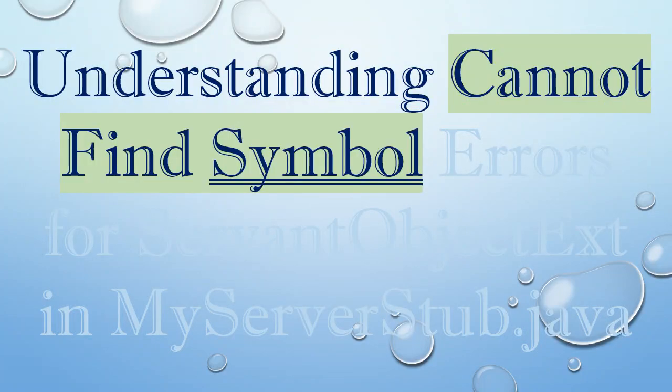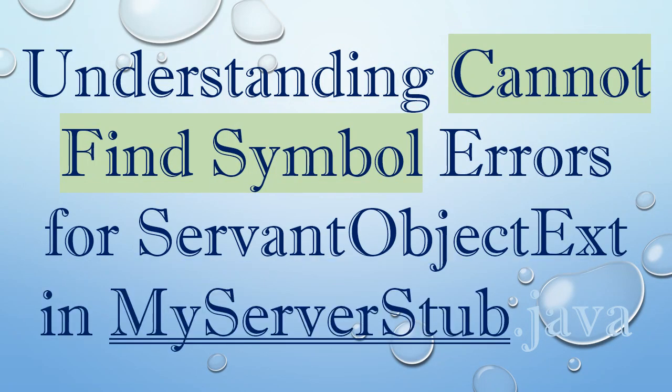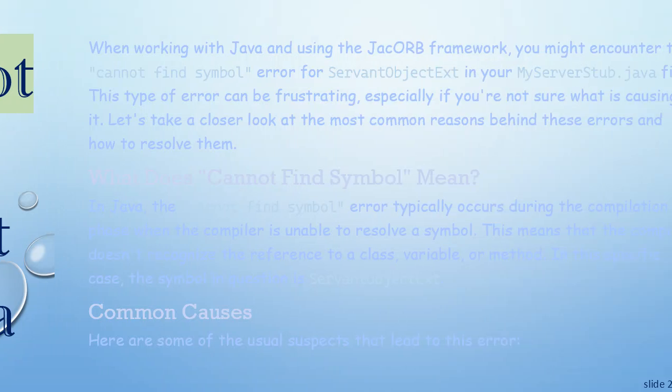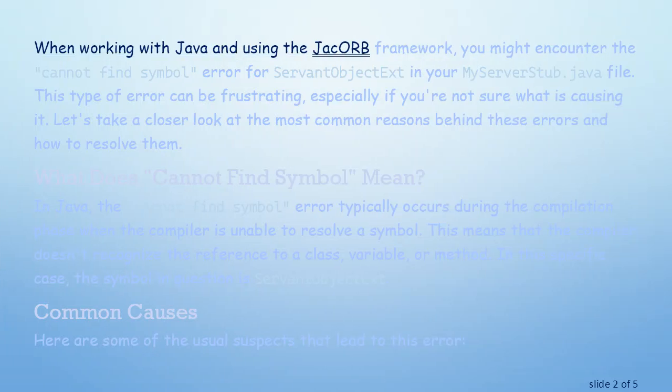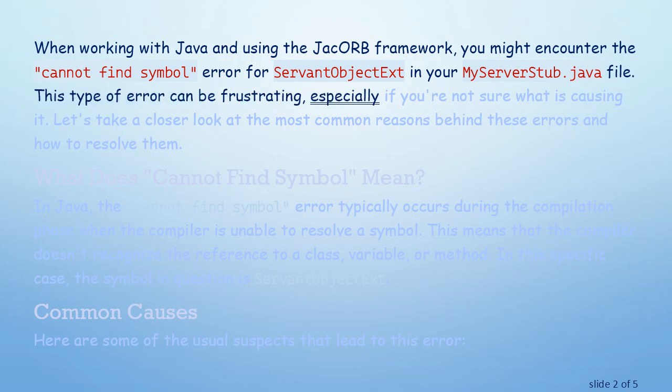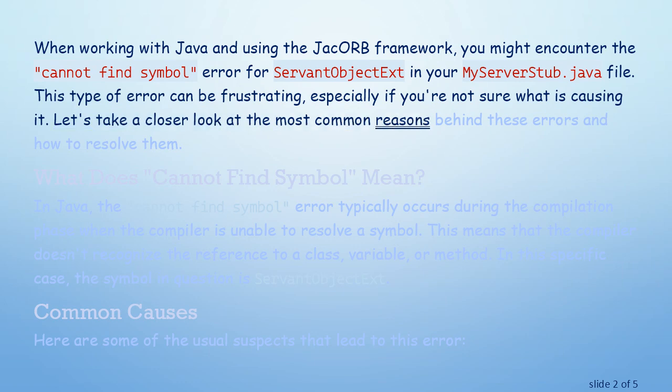Understanding cannot find symbol errors for ServantObjectExt in MyServerStub.java. When working with Java and using the JacORB framework, you might encounter the cannot find symbol error for ServantObjectExt in your MyServerStub.java file. This type of error can be frustrating, especially if you're not sure what is causing it. Let's take a closer look at the most common reasons behind these errors and how to resolve them.